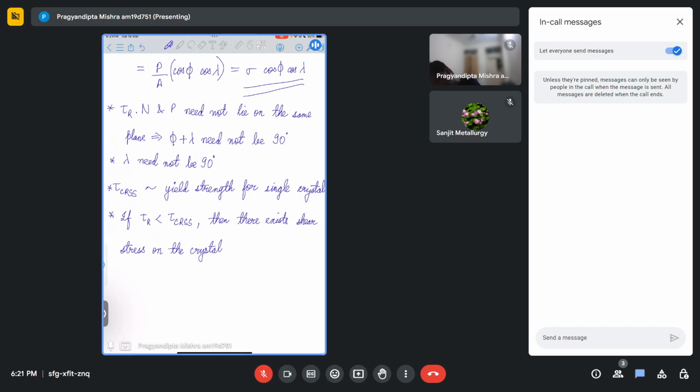There is stress on the crystal, and consequently on the dislocation. Essentially, if there is stress on the crystal, that stress will somehow be transferred to the dislocation. But if it is lesser than tau CRSS, the dislocation does not move.